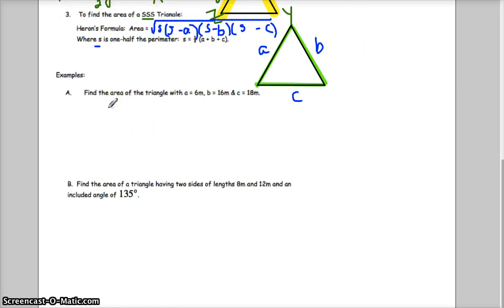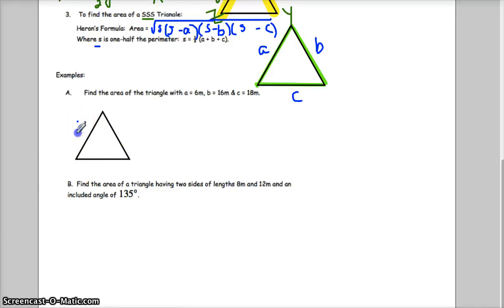Example A, find the area of the triangle with side A equal to 6 meters, B equal to 16 meters, and C equal to 18 meters. And remember, we know that A, B, and C are sides because they are lowercase letters. So I want you to draw the triangle and go ahead and label the given information. It helps you to see what you have so you know which formula to use to solve for the area.